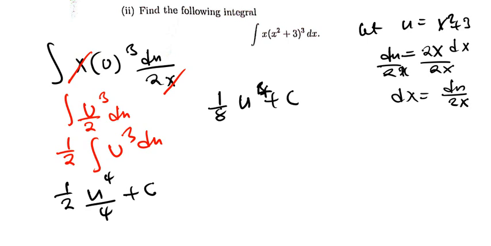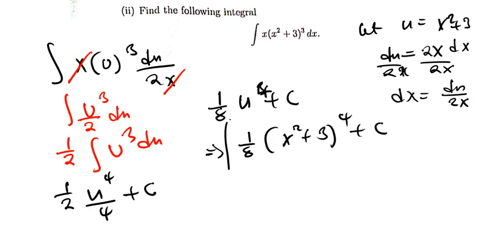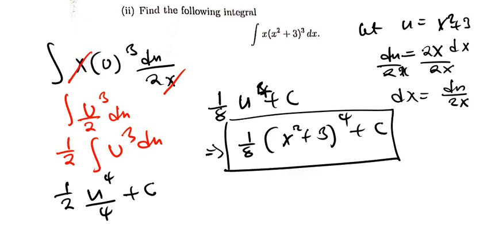c is a constant. Okay, now what is our u? Remember to replace u. So now the final answer becomes 1 over 8. What is our u? Our u is x squared plus 3. You replace it back: 1 over 8 times (x squared plus 3) raised to the power 4 plus c. So this is the answer for this question. Nothing complicated, everything is direct.